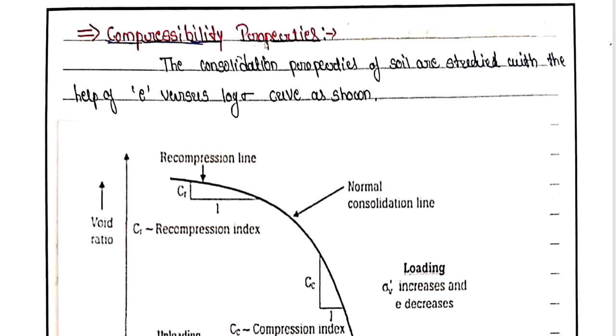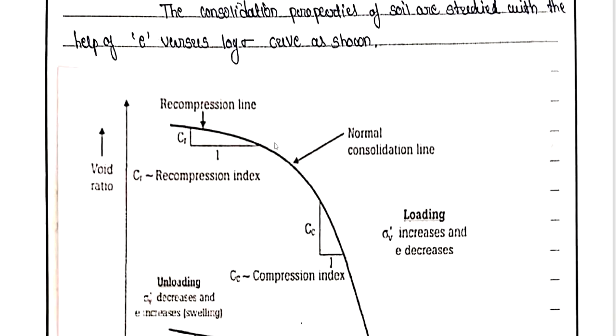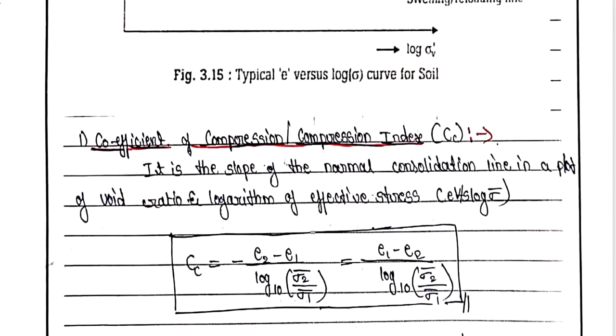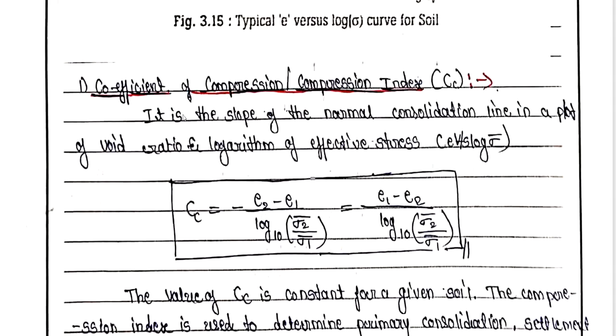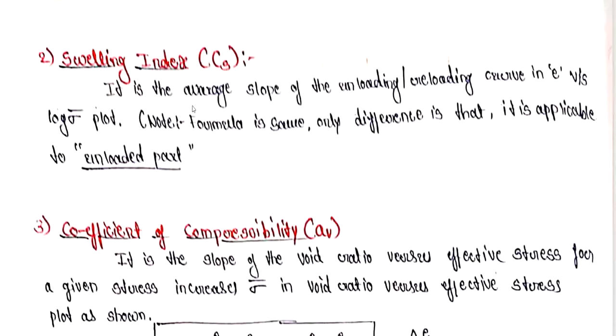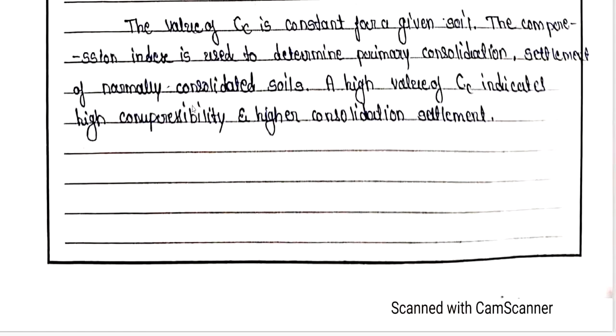So in today's session we are going to study about compressibility properties of the soil. In the previous session we completed the first half, that is the compressibility curve. So the normal consolidation line and the swelling or reloading line we have studied. By using this particular compressibility curve we have studied the coefficient of compression, the compression index, and even the swelling index. You can see that as the compression index Cc is high, the compressibility of soil is high and consolidation is high. That is the conclusion at which we have arrived.